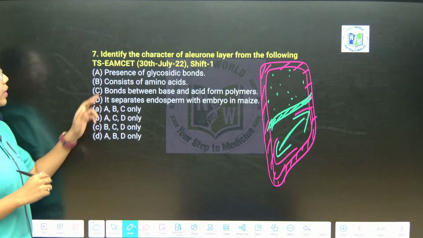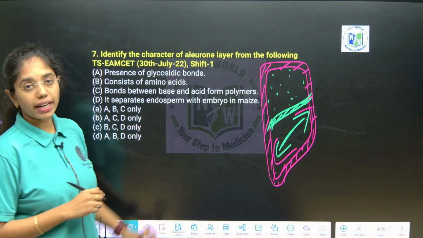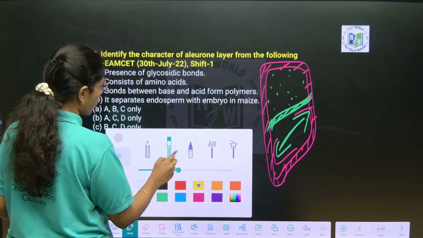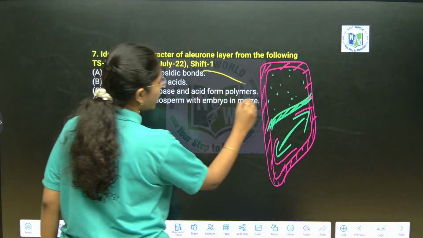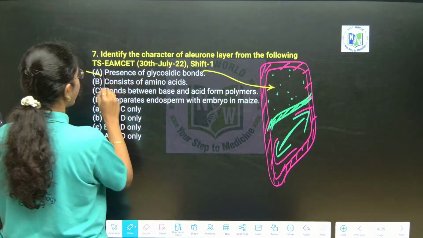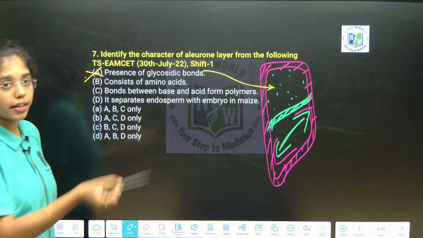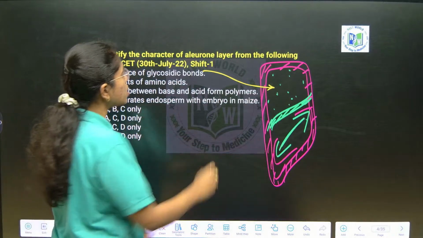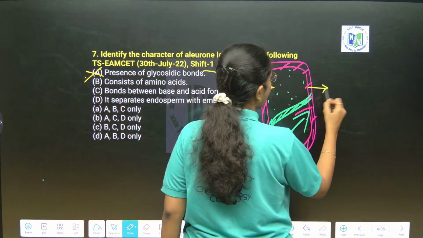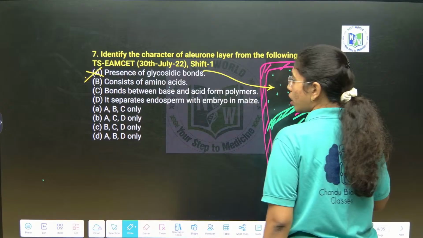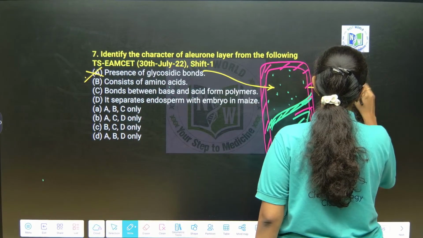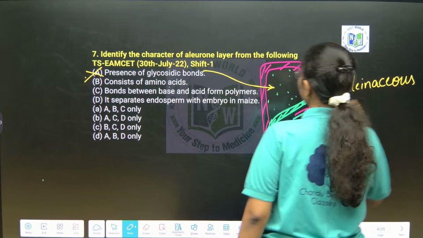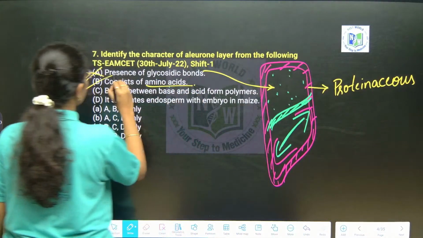Here we go. First is presence of glycosidic bonds. Glycosidic bonds you can see only in the starchy endosperm. So, glycosidic bond is nowhere related to the aleurone layer. Aleurone layer is proteinaceous. When it is proteinaceous, it has what ma? Amino acids. Yes or no? It is proteinaceous, so it is having amino acids. So, B is right.